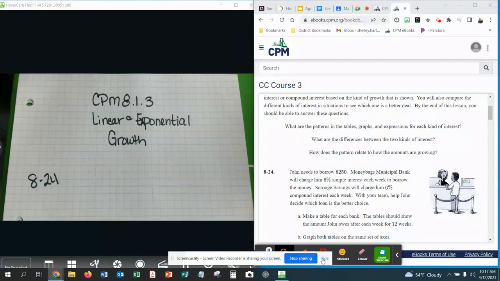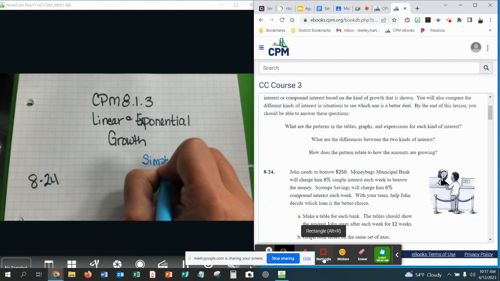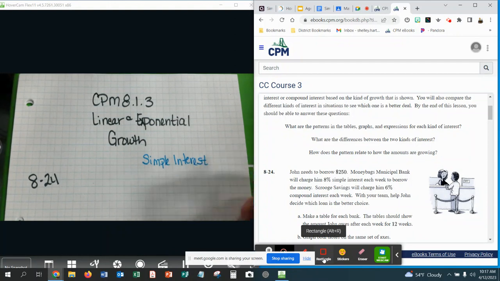Hi, we are working on CPM 8.1.3, linear and exponential growth, right? Let's write our formulas down for compound and simple interest. Simple, can anybody tell me what the simple interest formula is?